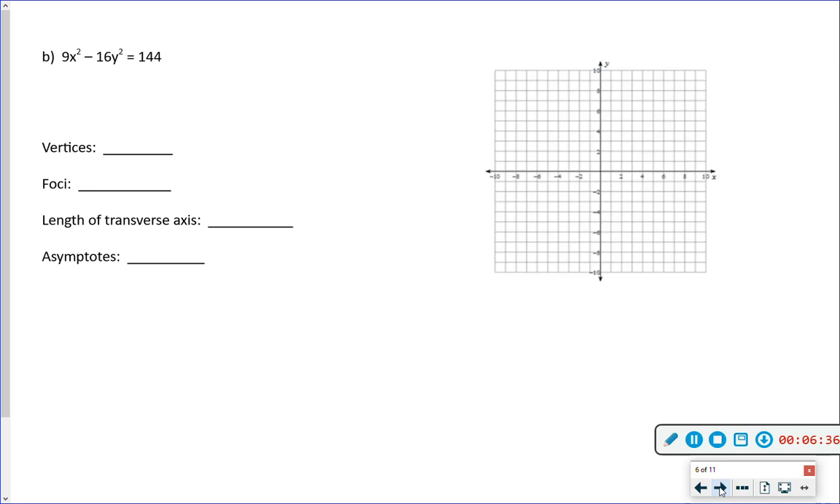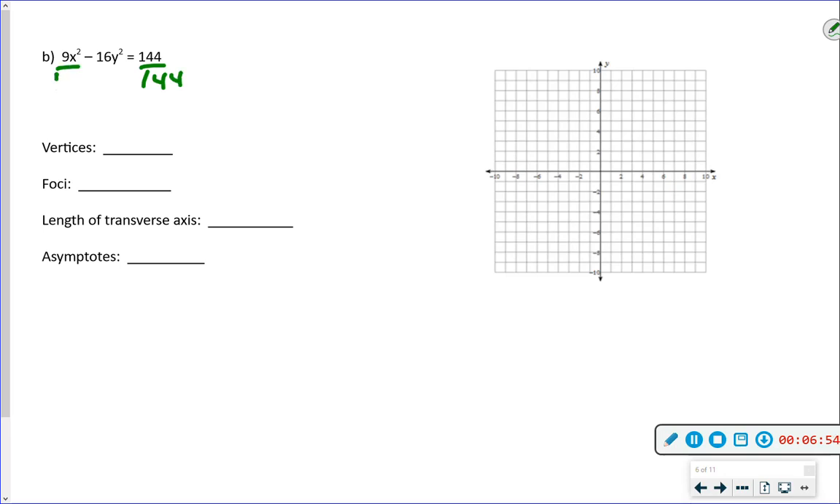Okay, remember, I didn't lie to you. You don't have to complete the square today. I did tell you that. But we do have to do a little bit of work to get it in the form. The big thing is we need it set equal to 1. Well, we can do that easily enough. I'm just going to divide everything by what? Yeah, 144.